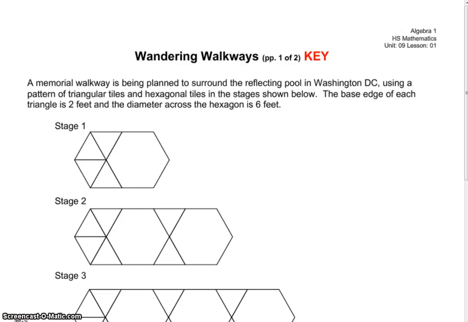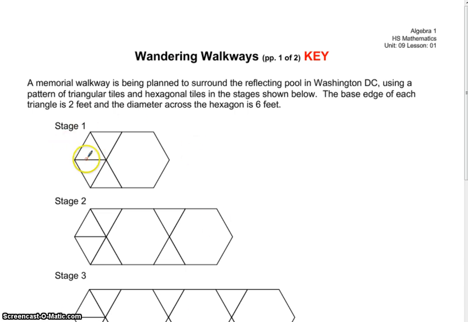This is for Algebra 1. We're looking at the worksheet called Wandering Walkways. A memorial walkway is being planned to surround the reflecting pool in Washington, D.C., using a pattern of triangular tiles and hexagonal tiles in the stages shown below. The base edge of each triangle is 2 feet, and the diameter across each hexagon is 6 feet.